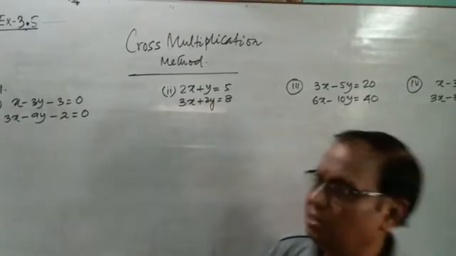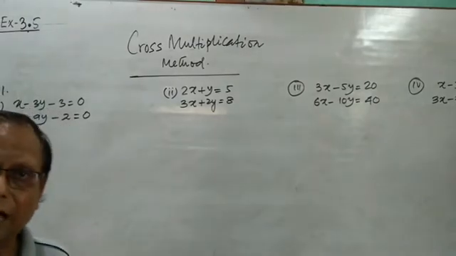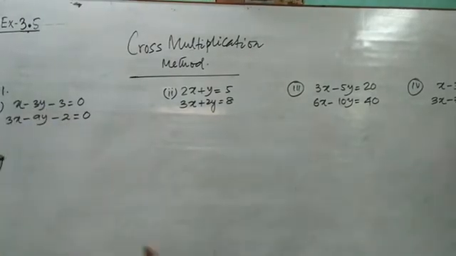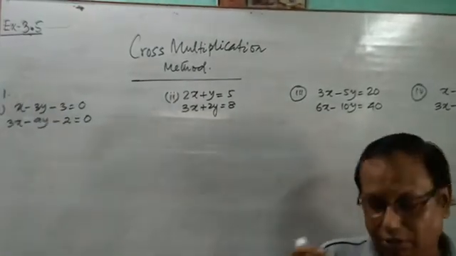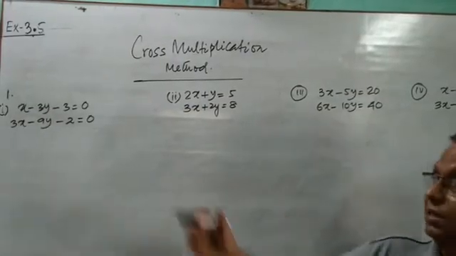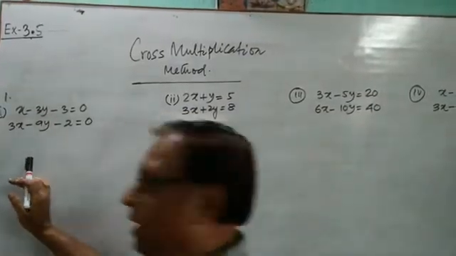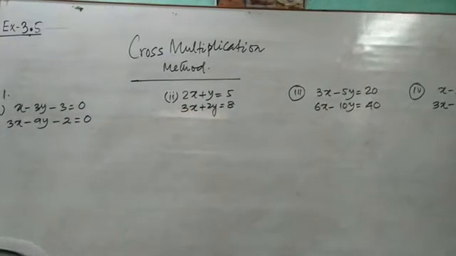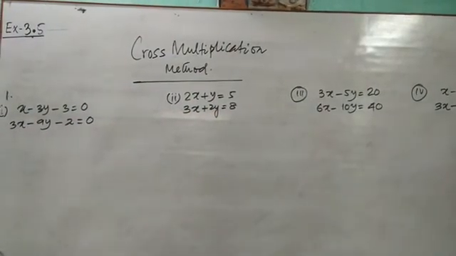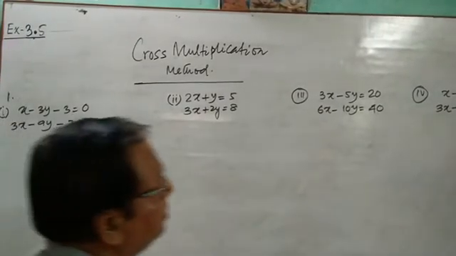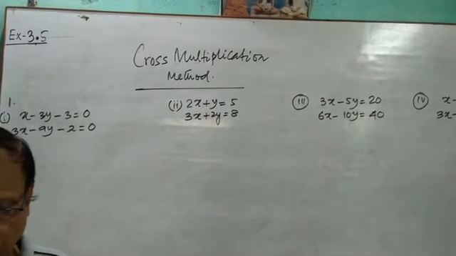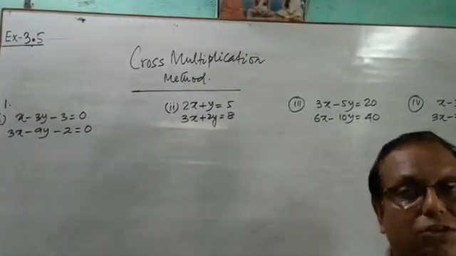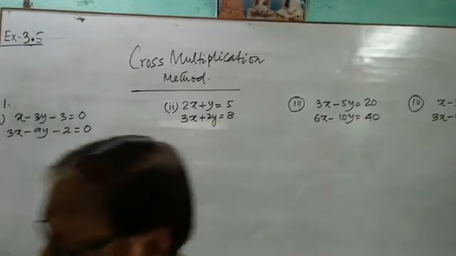Now, the very first question of 3.5 I am discussing, and I will teach you how to solve a given pair of linear equations algebraically, by using cross multiplication. The first question goes like this: which of the following pairs of linear equations has unique solution, no solution or infinitely many solutions? In case there is a unique solution, find it by using cross multiplication method.